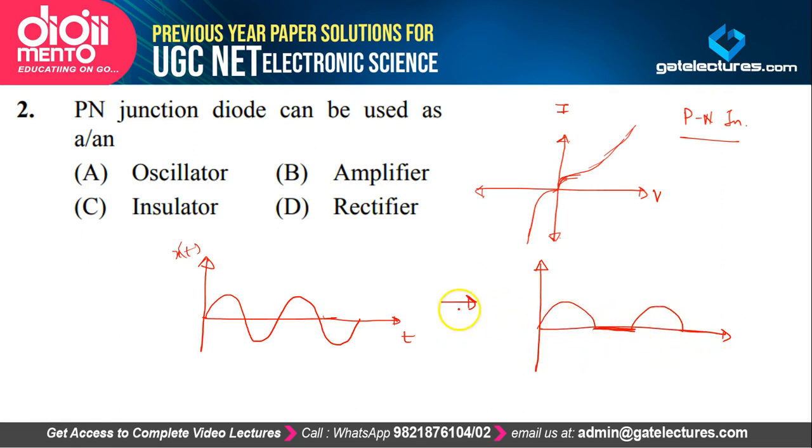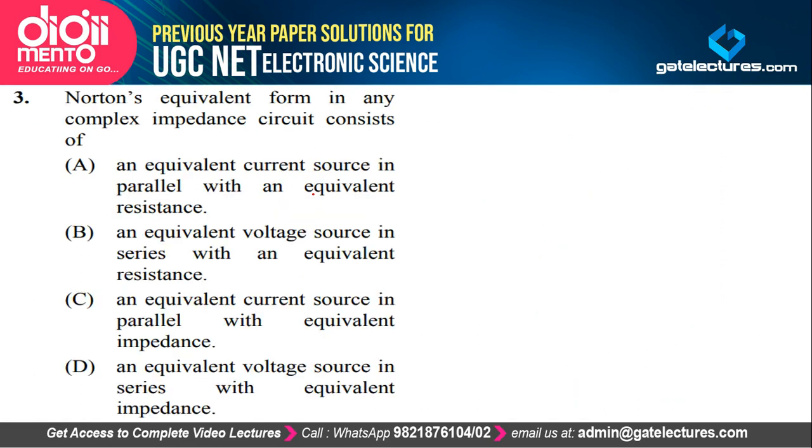Full wave rectification means something like this. This is also possible using PN junction diode. You have to connect two diodes. Anyway, that is a different topic. So basically PN junction diode is used as a rectifier. So the correct option is going to be option D. Fine.